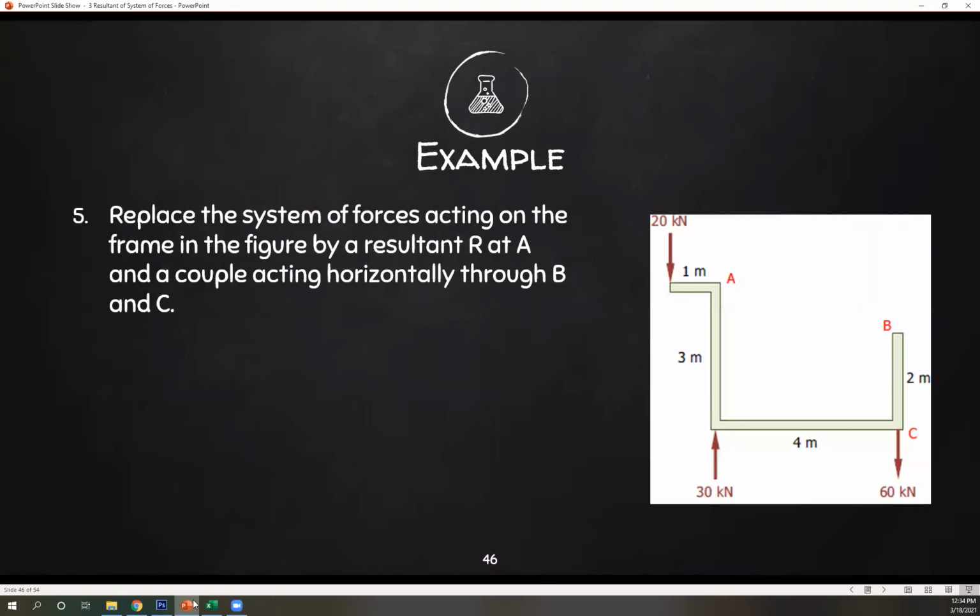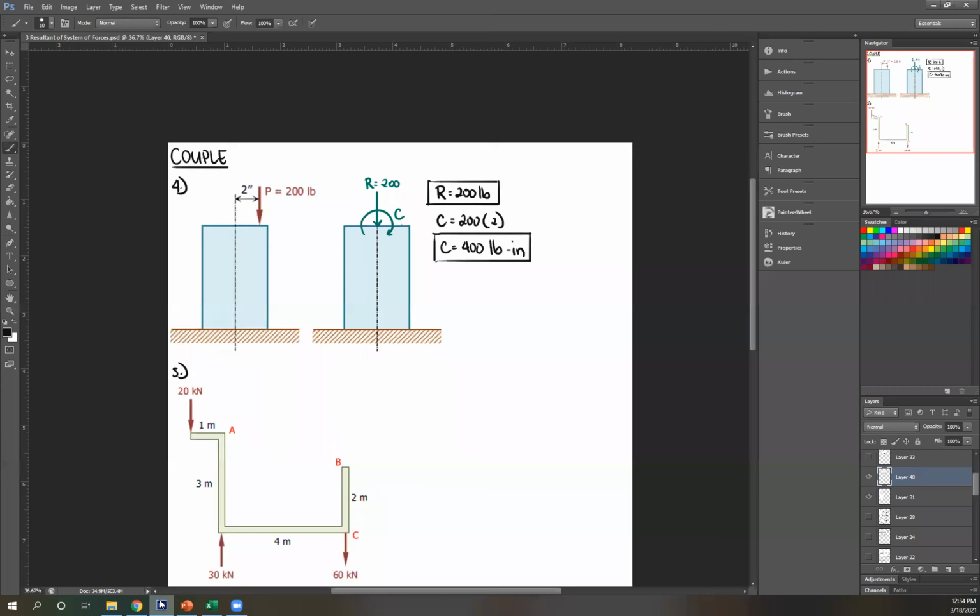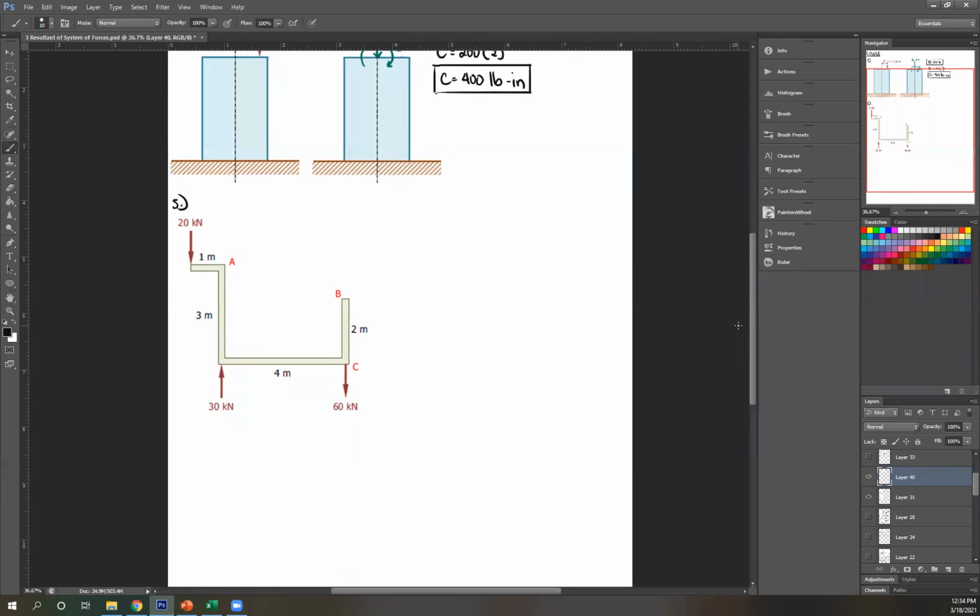And then lastly, number 5. Replace the system of forces acting on the frame in the figure by a resultant R at A and a couple acting horizontally through B and C. So like what we did at number 4, where you have a single force and you transformed it into a resultant plus couple, we're going to do the same thing for 5. We're going to take the resultant of all of this and then place it at A plus a couple at B and C. Okay?